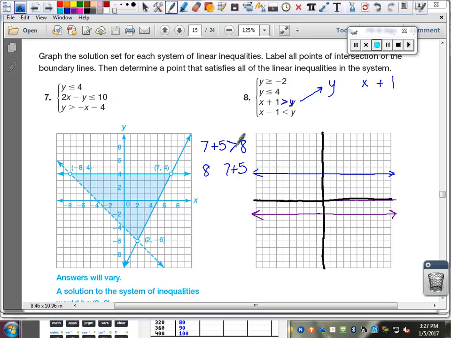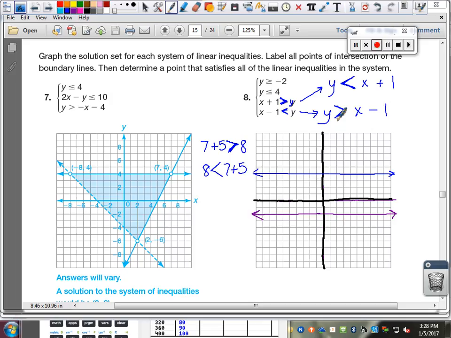Then you also end up flipping the inequality. If the alligator mouth is eating 7 plus 5 here, it has to be eating 7 plus 5 when I turn it around. So if the alligator mouth is eating x plus 1, when I flip it around, it still has to be eating x plus 1. Same thing with this one, y is greater than x minus 1. The alligator mouth is eating the y, it's still going to eat the y. We're just flipping it around.